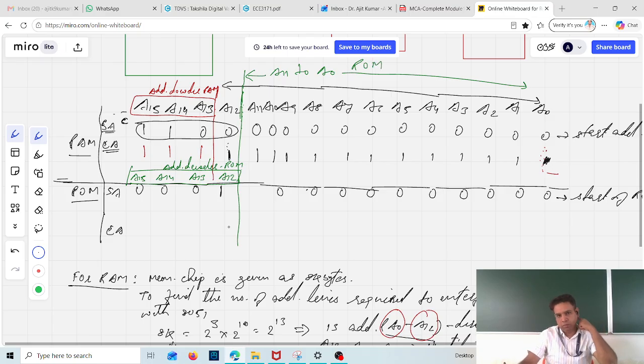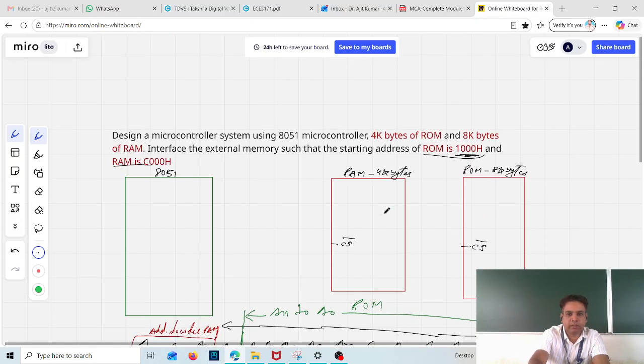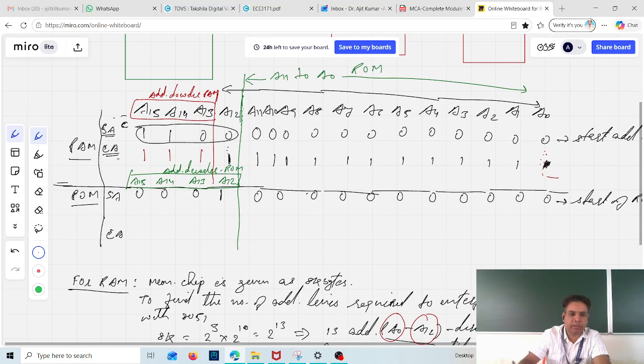Here I'll write this bit. This A11 is also 0 as the starting address. Now recall the starting address given for the ROM is 1000. For that purpose, this 0001 will be fixed, not only this one, up to A12 it is supposed to be fixed. From A11 to A0 it can vary. So for the end address, A0 to A11 will be all ones.